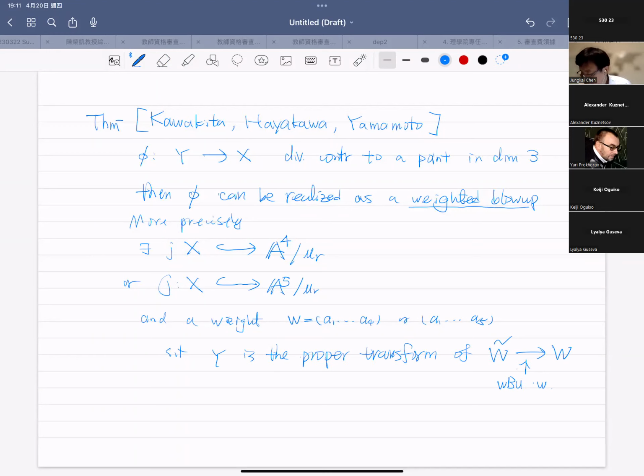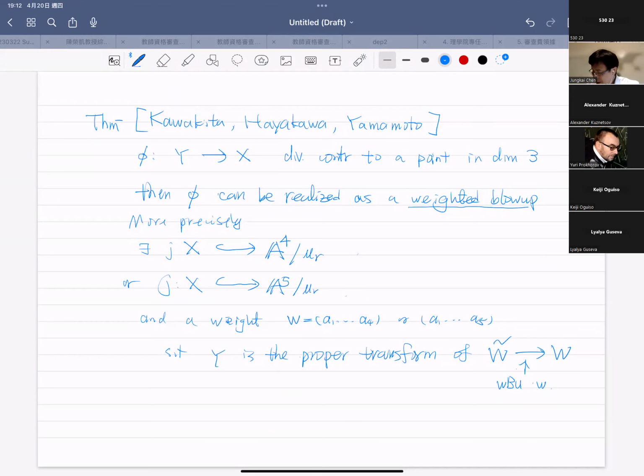So the result says that in the case of threefold divisorial contraction to points, everything can be described very explicitly. Either we have a 4-dimensional embedding, or sometimes we might need a 5-dimensional embedding, and then we have a certain appropriate weight, such that we can realize them as a weighted blow-up in this embedding.